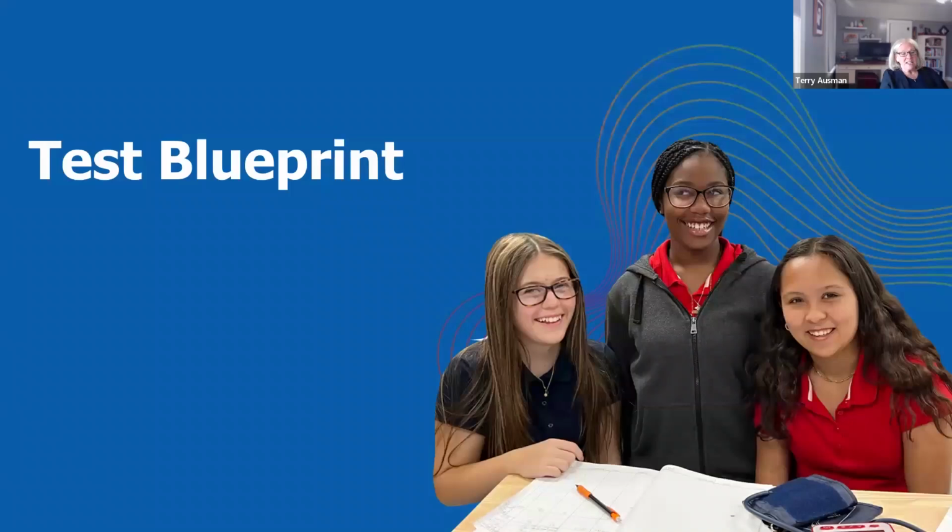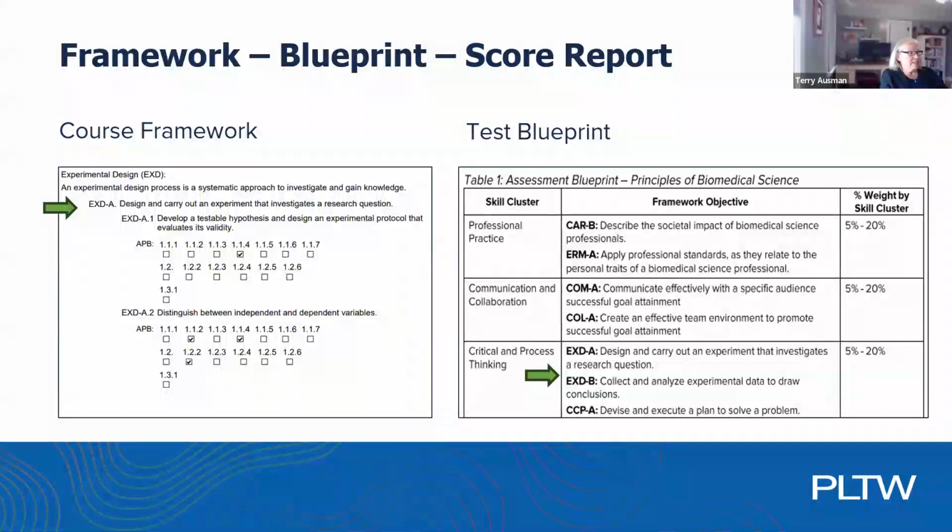Brian, let's talk about the test blueprints a little bit. What I really want to talk about is how the test blueprint aligns with everything else that's going on. We start with the course framework. The course framework is a document that you have available within your curriculum, and it lists the objectives, and you see the little check boxes that tell you where this objective is addressed in the curriculum. So we start with that course framework.